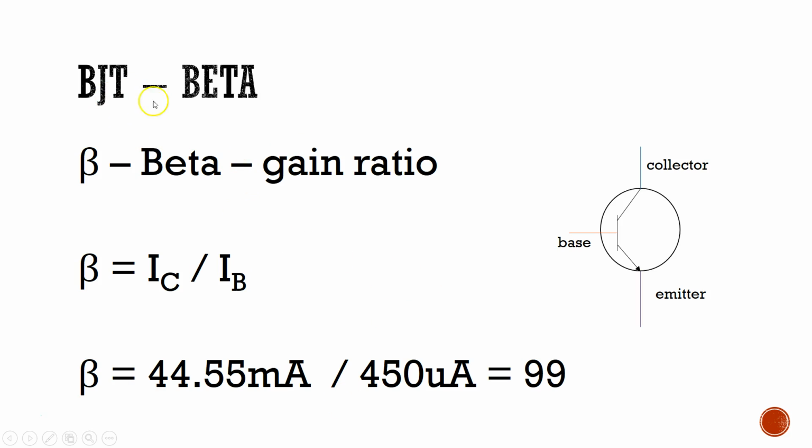In a BJT we have what's called the beta. To me, this is the gain ratio, and it's given on the data sheets. Usually we can determine it approximately from IC over IB. Using the previous example, the 44.55 milliamps that we saw for IC and 455 microamps that was given for IB, that gives us a beta of 99.